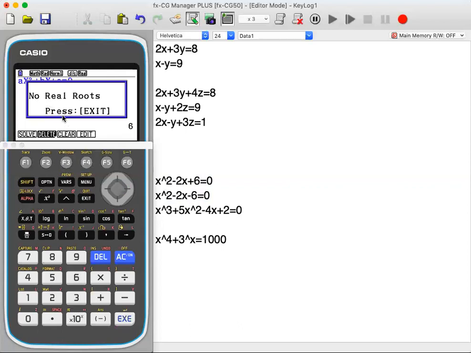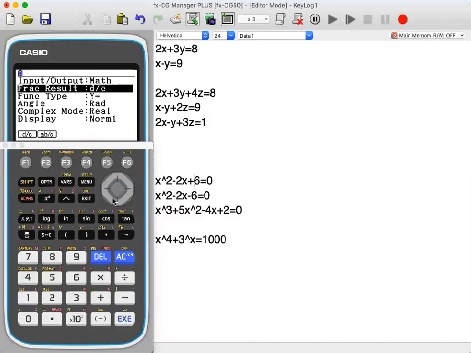All right, so the setting can be activated, and there is a menu option by which you can activate the setting, which is here by Shift Menu. So press Shift and Menu. It takes you down. You can see these are the settings, and you can clearly just change the mode of the calculator from real to complex number, which is a plus bi.